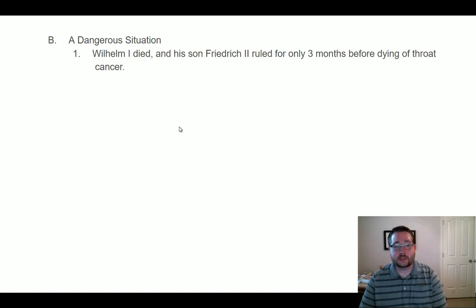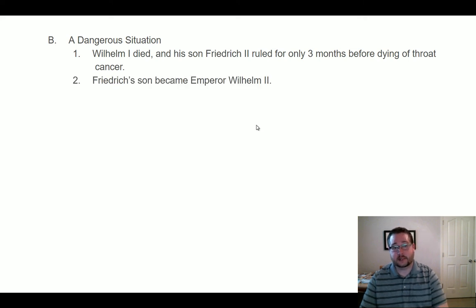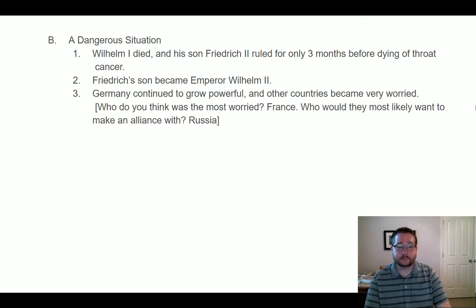So they're in a dangerous situation as Wilhelm dies, and his son Friedrich II ends up ruling for only 3 months before dying of throat cancer. When you have kings who die in rapid succession, it destabilizes the country and government, and there's a sense of unease. The economy takes a dip, and people are uncertain now as Wilhelm II is taking over. Germany continues to grow powerful. Other nations are worried.